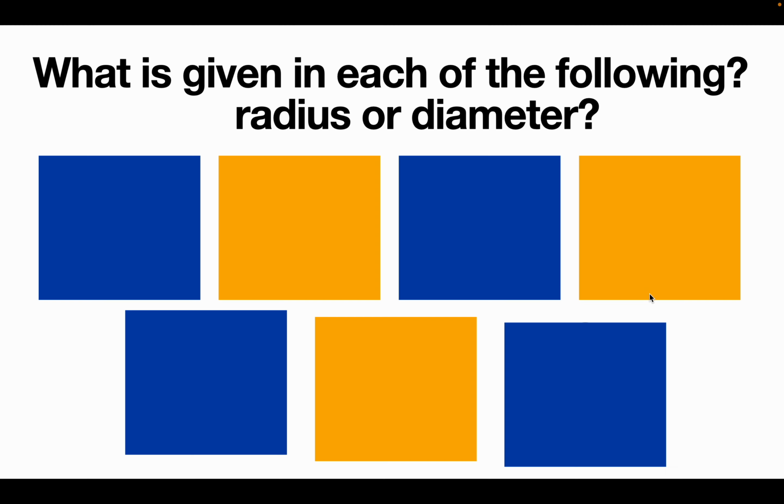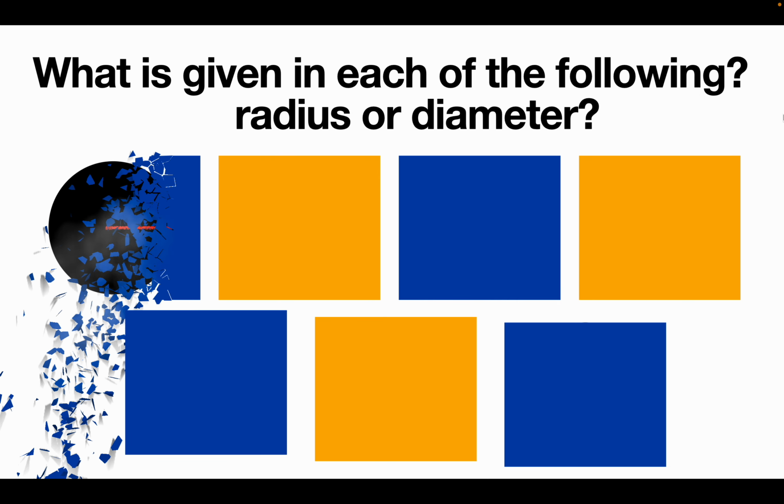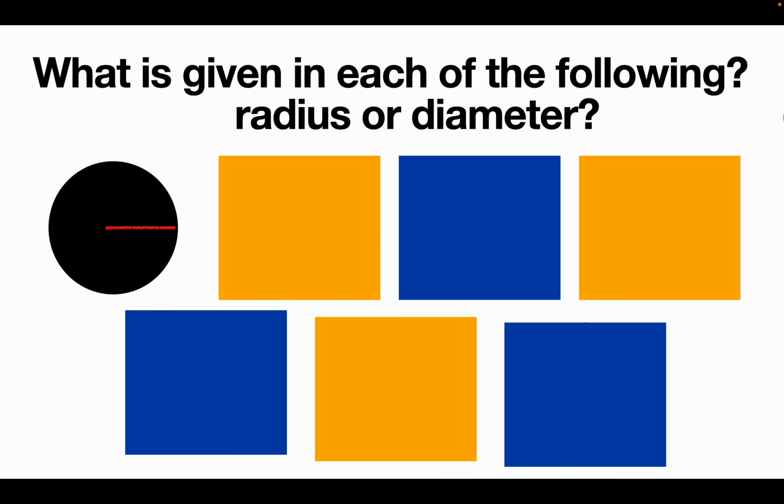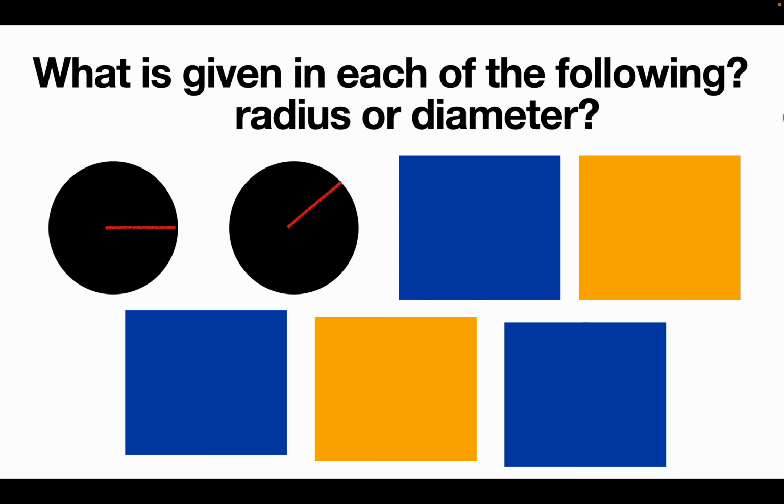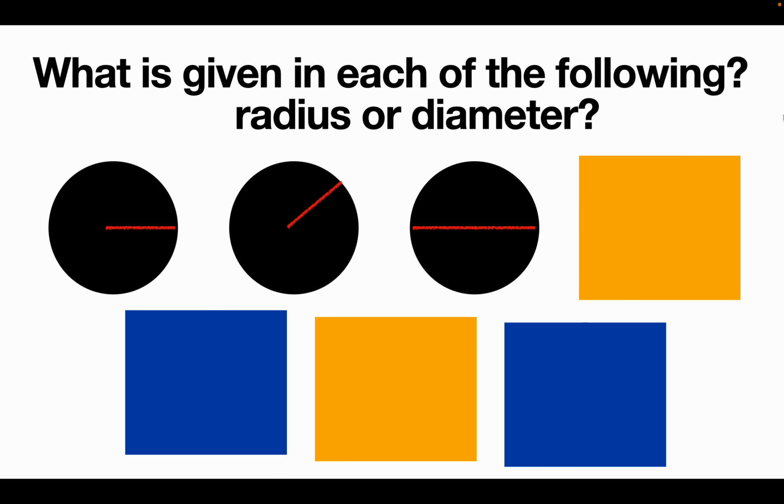Alright, you're not going to write this, we're just going to discuss it. It says, what is given in each of the following? The radius or the diameter? Alright, so the first one, it goes from the center point to the edge of the circle. And the center point to the edge of the circle is the radius. Next, center point to the edge of the circle. And again, center point to the edge of the circle is your radius. This one goes from the edge of the circle to the other edge of the circle, going through the center point. That is the diameter. Notice the diameter is double that of the radius.